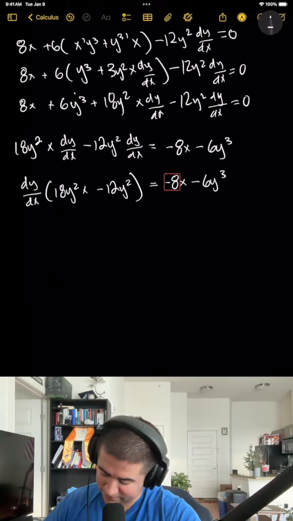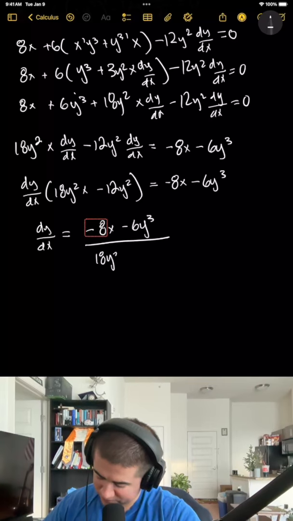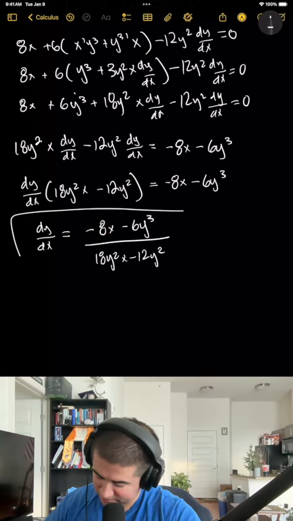And then we can go ahead and divide by that parentheses there, so we're left with just dy/dx, and it's equal to negative 8x minus 6y cubed over 18y squared x minus 12y squared. And this is one of those final answers.